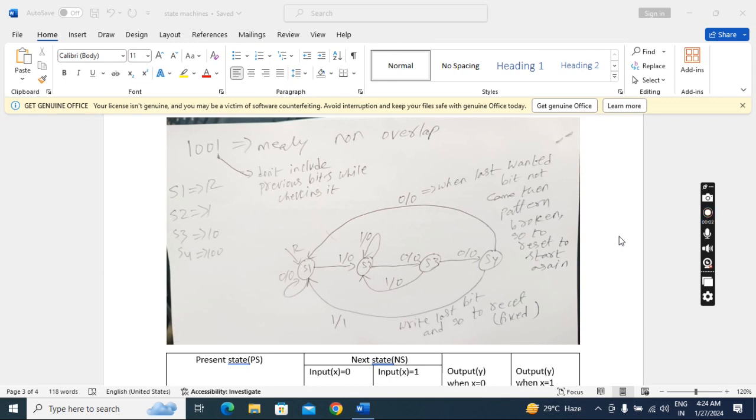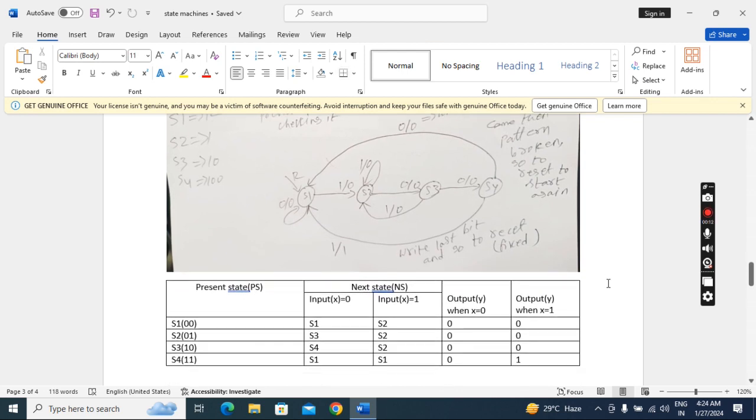Now we'll see the state table for Mealy non-overlap. This is the state diagram. So from this we'll try to draw the state table. Present state, next state, input 0, input 1, and output when input 0, output when input 1. This is the same as what we did previously. There is nothing new here. Only the diagram will change, so the table will change compared to the previous one. So you can do this also according to the previous.